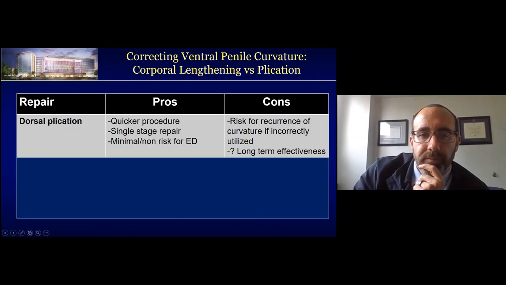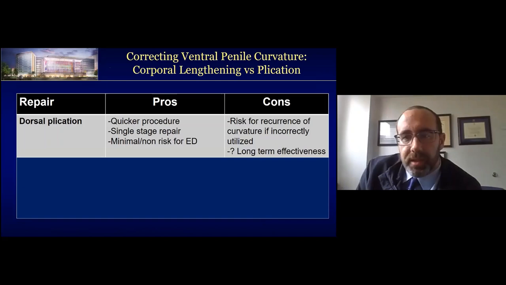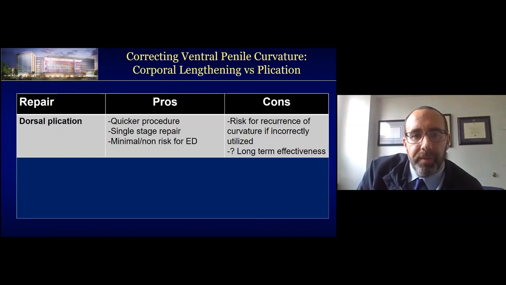So comparing the two, with dorsal plication, there's no doubt that it's a quicker procedure. Make one little incision and close it. It's pretty quick in terms of time in the operating room. It allows you to have a single stage repair.